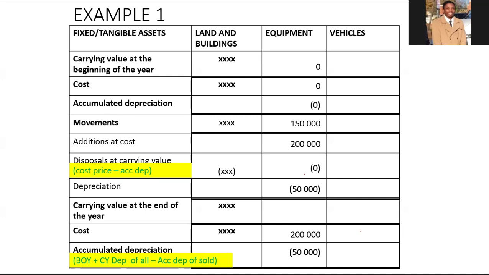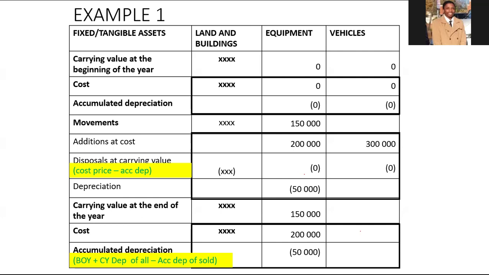When we look at vehicles, obviously carrying value will be 200,000 minus 50,000, which will give you 150. Similarly with vehicles, cost at the beginning will be zero. Accumulated depreciation at the beginning will be zero. Carrying value at the beginning will be zero. Under movements, we have additions. We bought vehicles worth 300,000. We did not sell any vehicles, so disposals at carrying value will be zero.